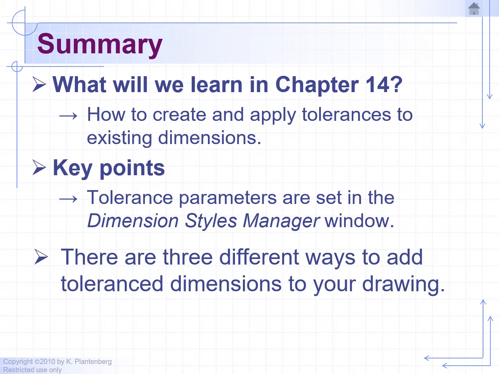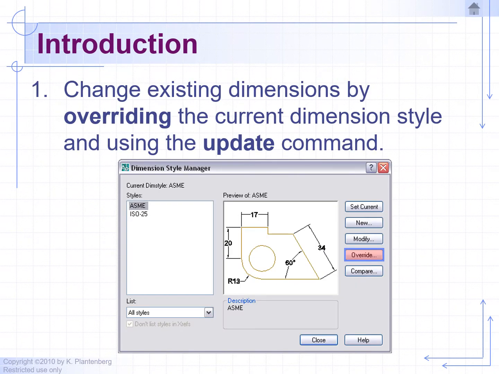Key points: tolerance parameters are set in the Dimension Style Manager window in AutoCAD. There are 3 different ways to add tolerance dimensions to your drawing. Let's say you just added dimensions with no tolerance, as shown in the preview, but you wanted to add tolerances. One option is to override. You go into your Dimension Style Manager, something we learned in the previous chapter, and you click Override, and you can add tolerance plus or minus 0.100, for example, or you can add a max and minimum. And you can update, and it'll update all your dimensions to include a tolerance attached to your dimension.